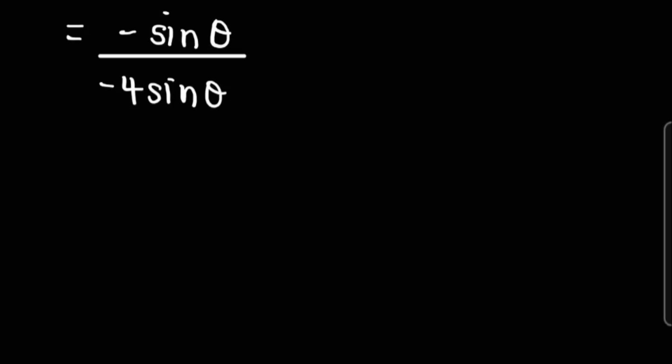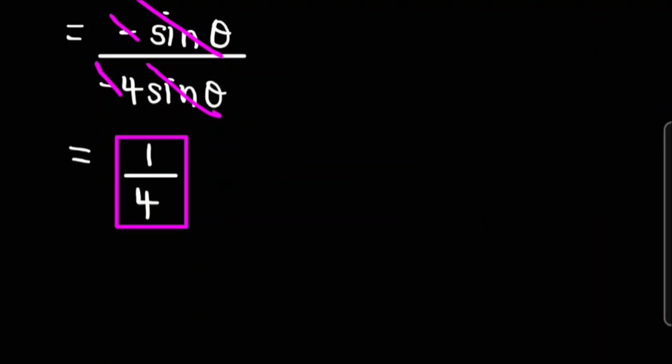Now we notice what happens is that the sine theta from the numerator cancels out with the sine theta from the denominator, and the same thing happens with the negative values as well. In our numerator, we're just left with 1. In our denominator, we're left with 4. We cannot further simplify this, so this is our final answer.